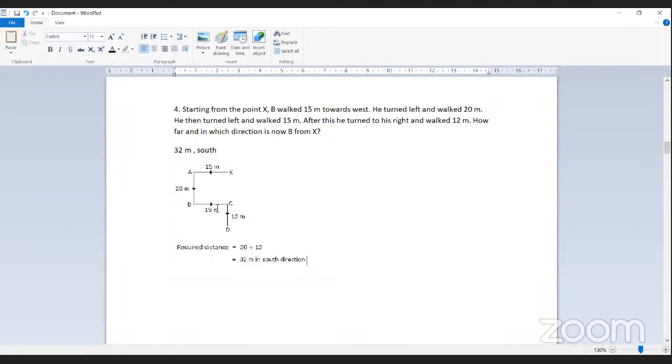Instead of working like a U shape, a straight line would be shortest. So 20 plus 12 to D will be your total distance, the shortest distance, 32 meters. And in which direction? Exactly below, south. Again, it's 15 and 15, that's why it's on the same length. I hope there's no doubt. Any doubt?